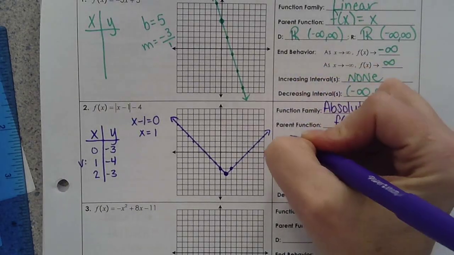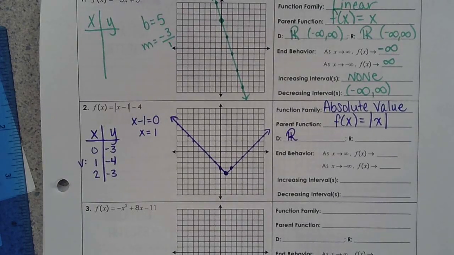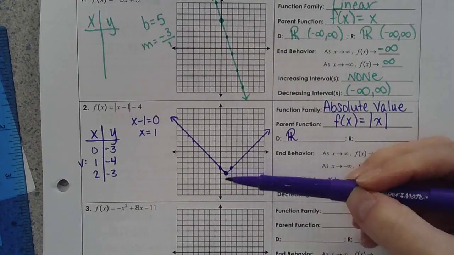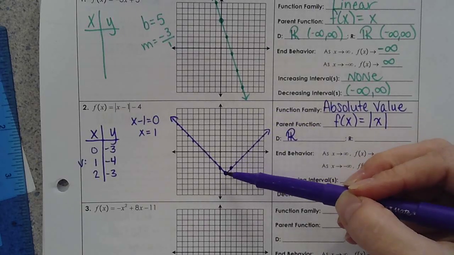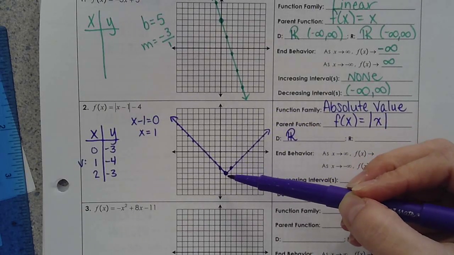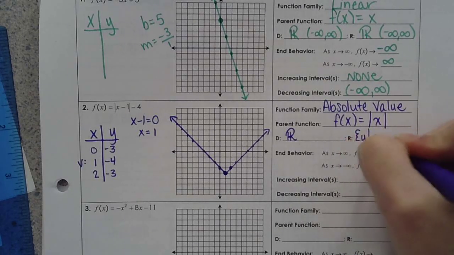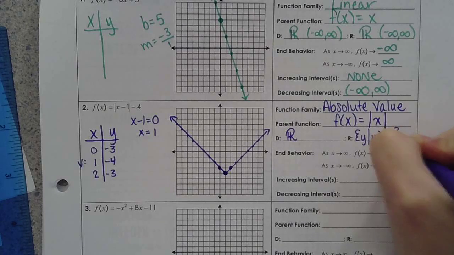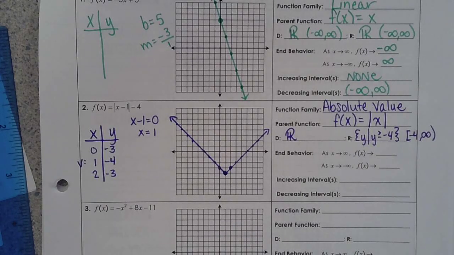My domain on absolute value is all real numbers, but my range is always limited. I have a graph that's going up. Its lowest y value is negative 4. And so I can say y such that y is greater than or equal to negative 4. Or in interval notation, I would say from negative 4 to infinity.